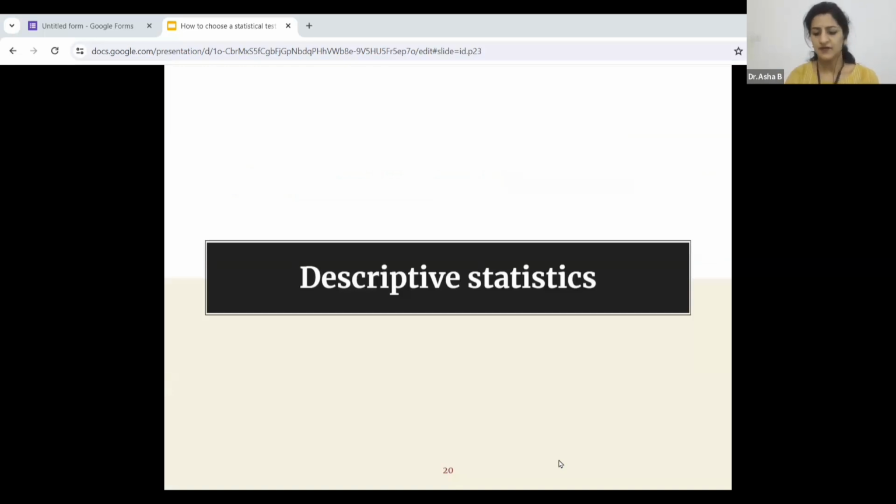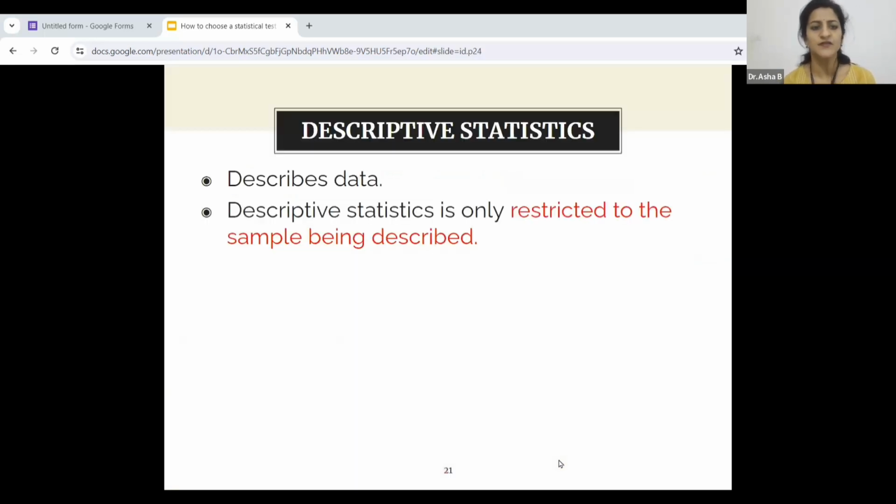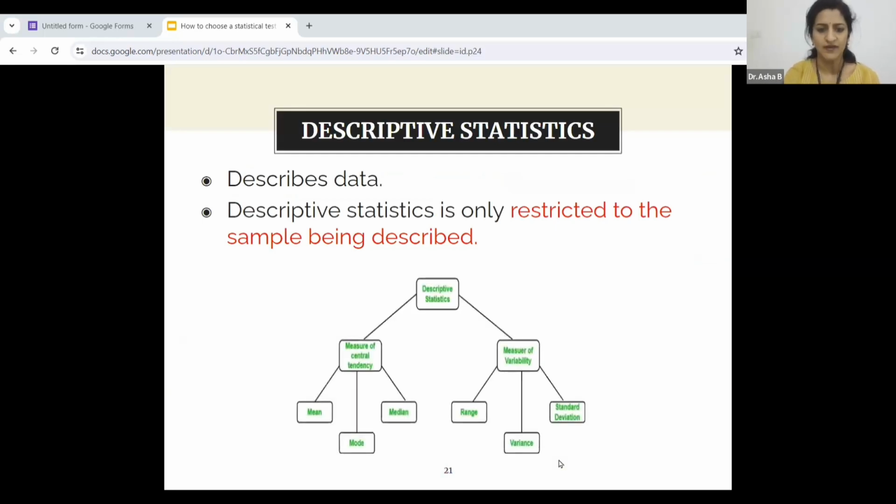So now moving to descriptive statistics. Descriptive statistics help in describing and summarizing the data that is collected. It mainly deals with the sample, what we have in our hand. Descriptive statistics actually gives us two parameters. One is measures of central tendency, and one more is measures of variability.